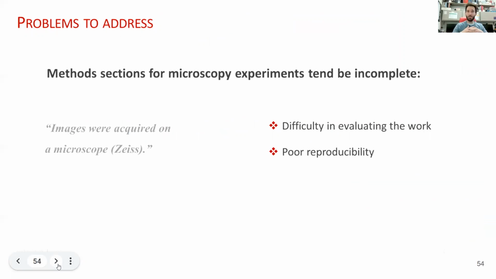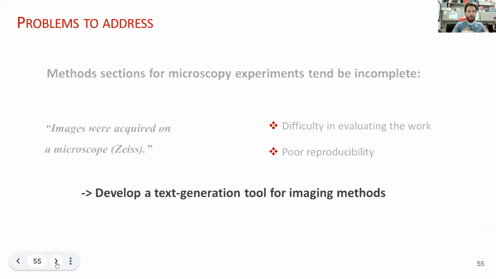Yes, so method sections for microscopy experiments tend to be incomplete very often when you go and read a paper. You'll see something along the lines of images were acquired on a microscope, and just perhaps say Zeiss. The problem with this, naturally, is that it makes it difficult to evaluate the work when you're looking at the images and trying to determine how it was done. And of course, this leads to poor reproducibility when you're trying to replicate the work.